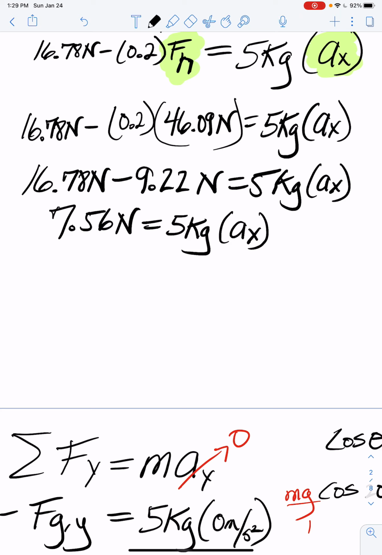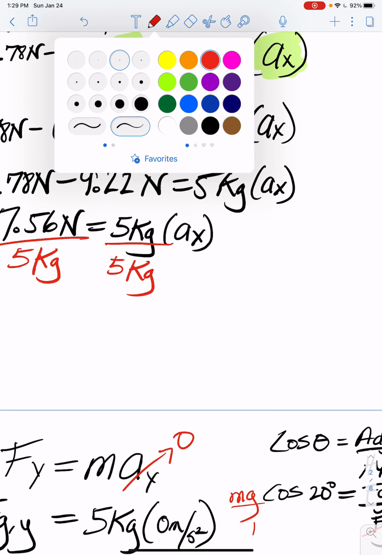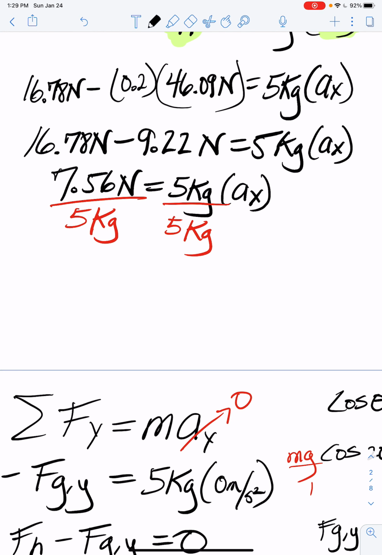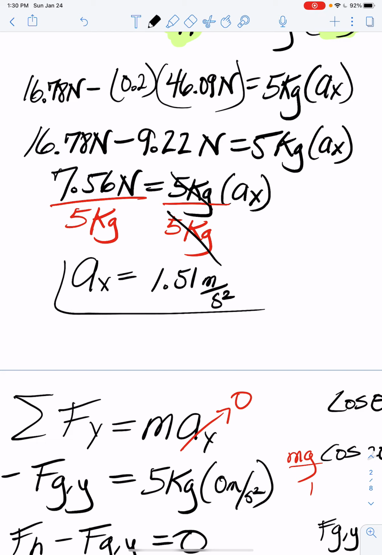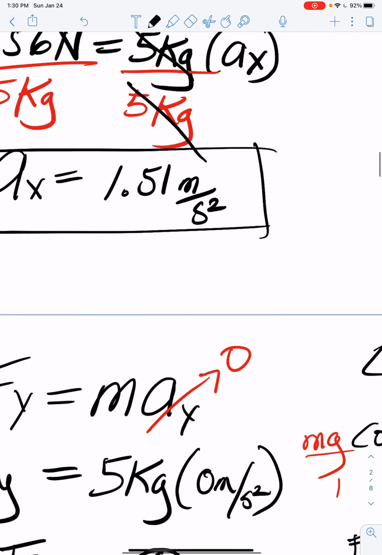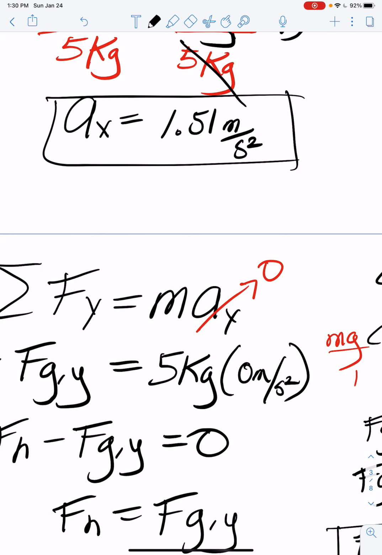All right, divide both sides by 5. Don't forget the kg. Newtons divided by kg is going to be meters per second squared, because a force divided by a mass is A. A equals F over m. So I'm just utilizing the idea of Newton's second law. A equals F over m, so we get meters per second squared for our units. We'll cancel here. AX is equal to 1.51. All right. And this is going to be in the positive x direction, or down the incline.